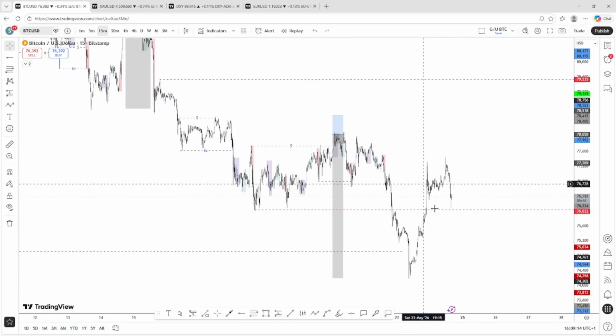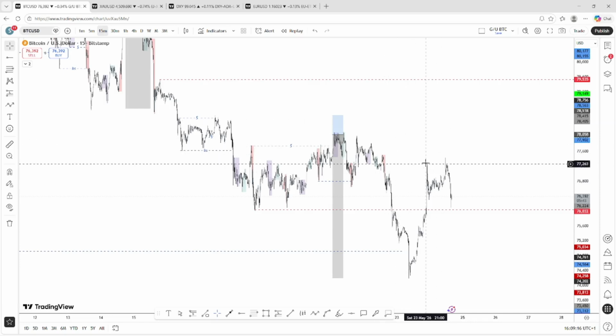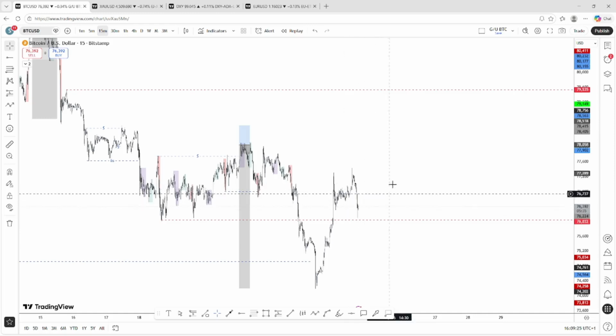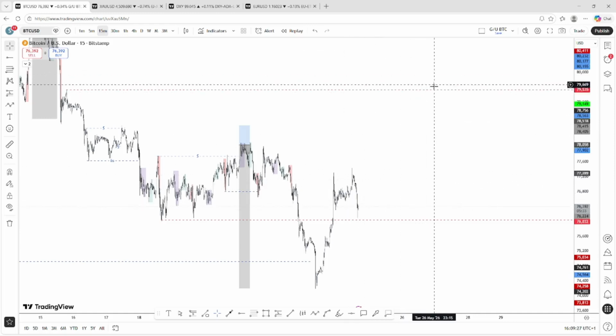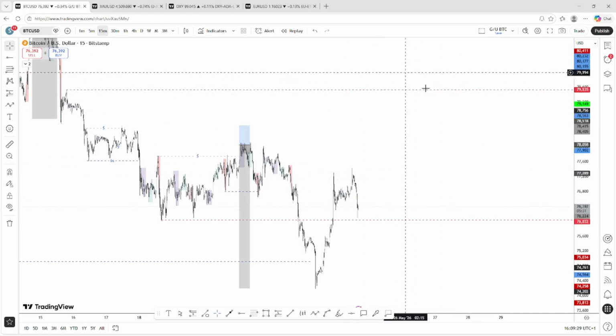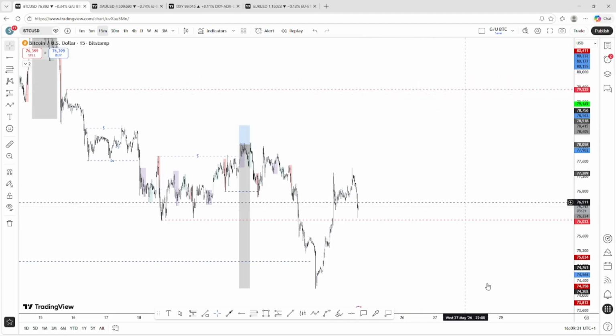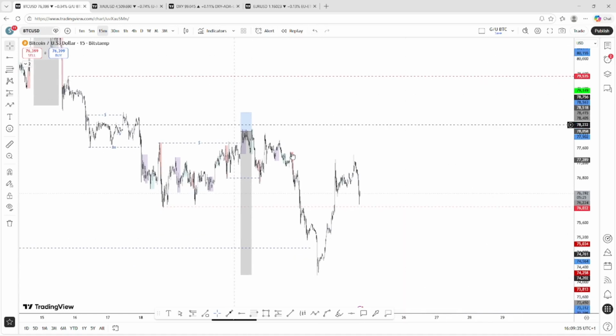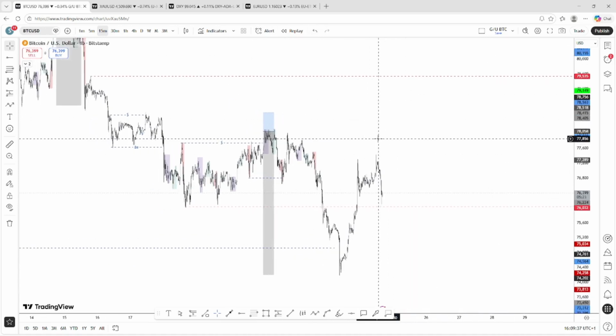I'm not sure what the price is doing currently, but I'd prefer to have this price on these levels and to look for opportunity for any movement. Yes, Bitcoin.